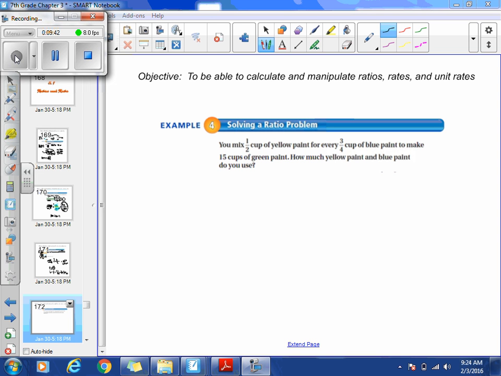I would like you to try example 4 on your own. When you come to class, if your notes are filled out, you should have some work that shows me how you attempted this one. I'm not grading it to see that you did it right.